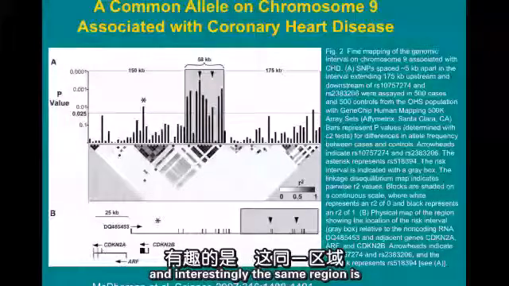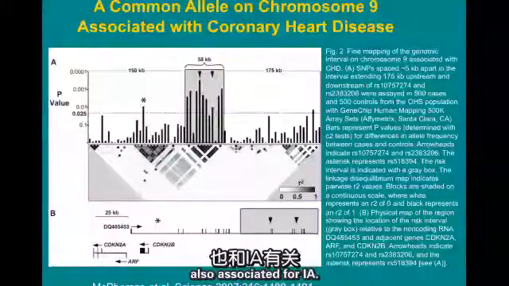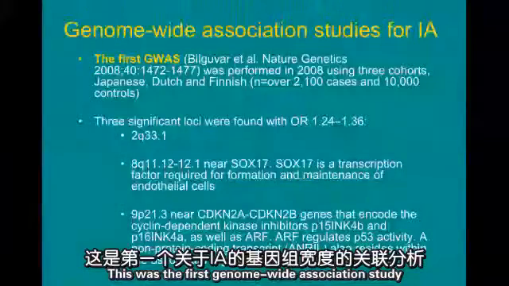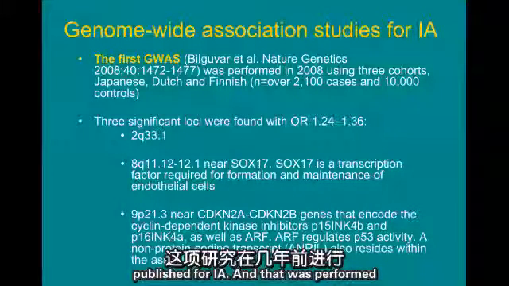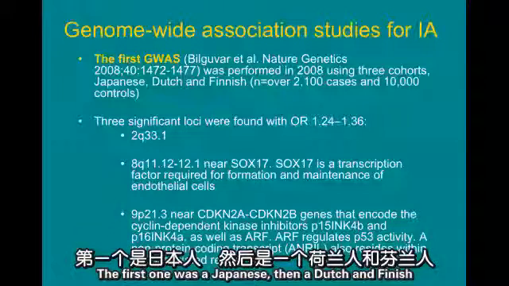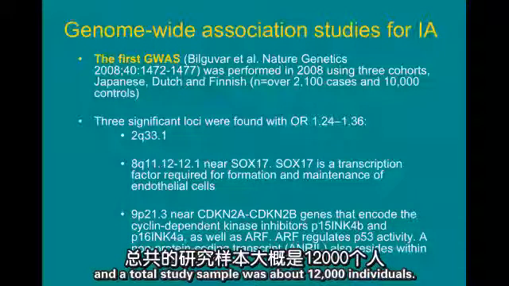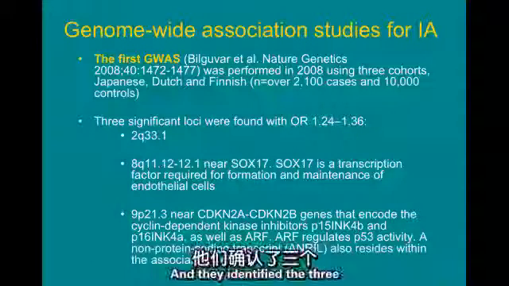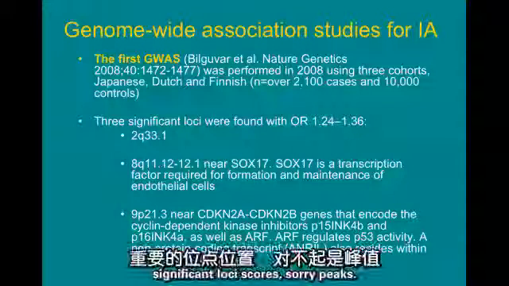And interestingly, the same region is also associated with IA. This was the first genome-wide association study published for IA, and it was performed a couple of years ago using 3 different cohorts. The first was Japanese, then Dutch and Finnish. The total study sample was about 12,000 individuals, and they identified 3 significant LOD score peaks.